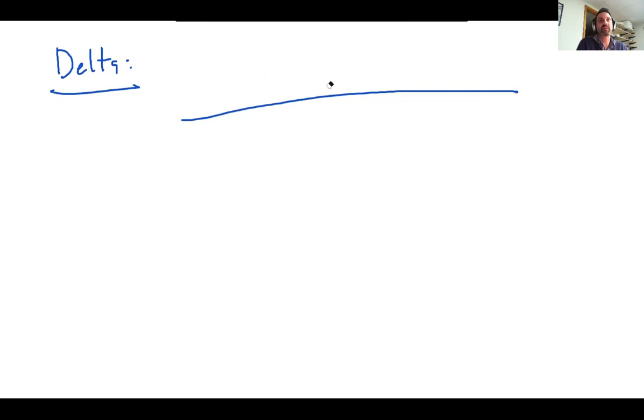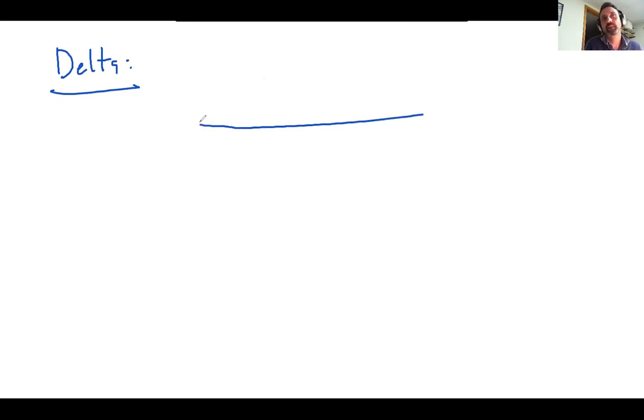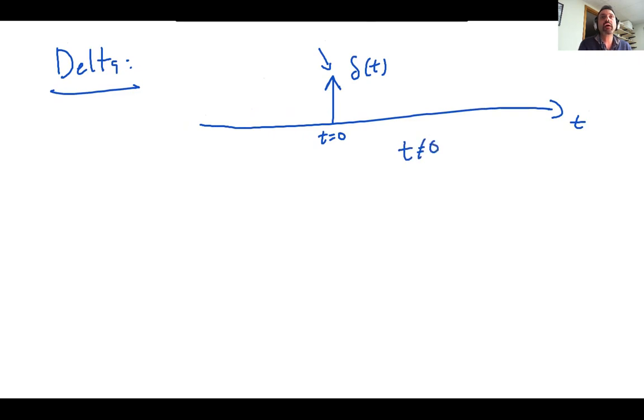Where is my pen? Ah, here we go. So what are they again? Delta function. Let me try and draw this better. Take two. Yes, that's it. So the delta function looks like this. What this means is that at t equals zero, I have a non-zero value, which is the delta function. And for t not equal to zero, everything else is equal to zero.